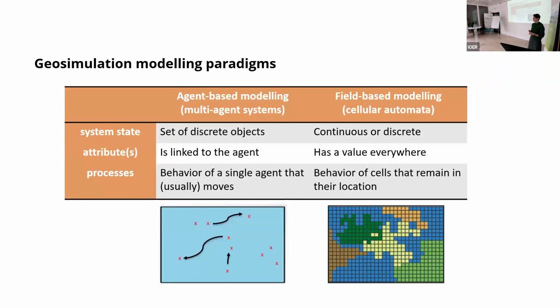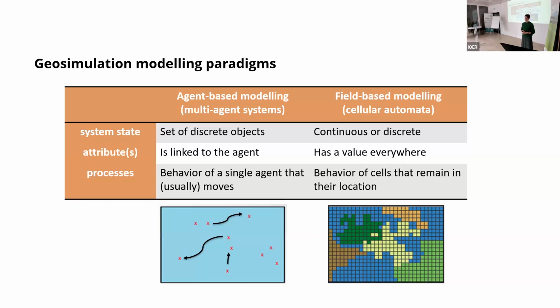So we use two main modeling paradigms in geosimulation modeling, agent-based and field-based. In agent-based modeling, we represent the world as a set of discrete objects called agents, and all attributes in that system are then linked to these agents. The processes we implement are implemented as behavior of an agent that can be flexible in space, so it can move around.